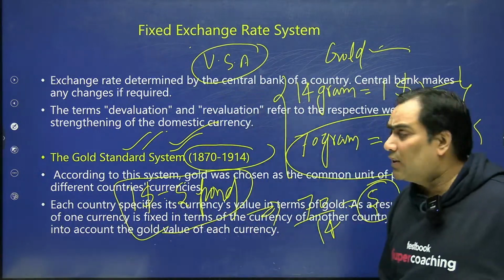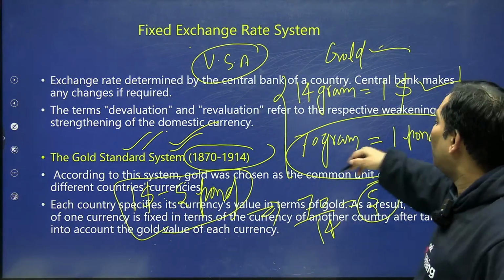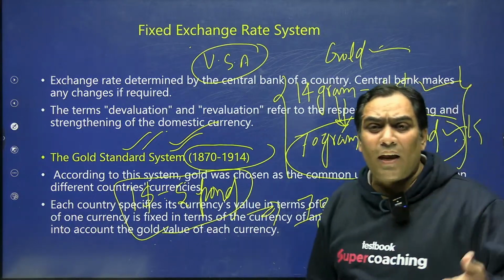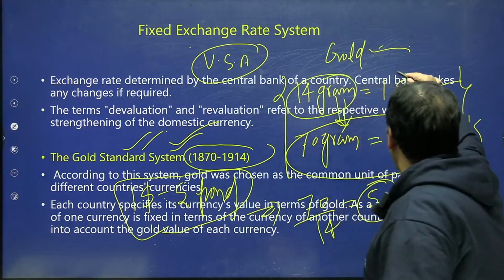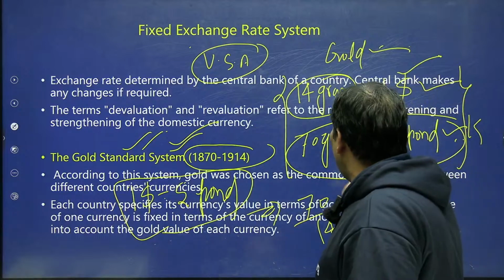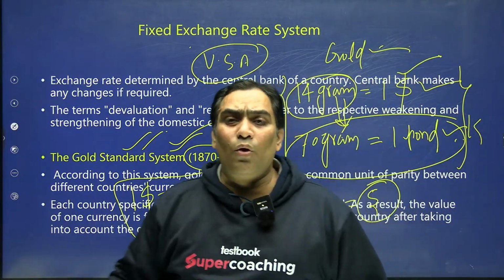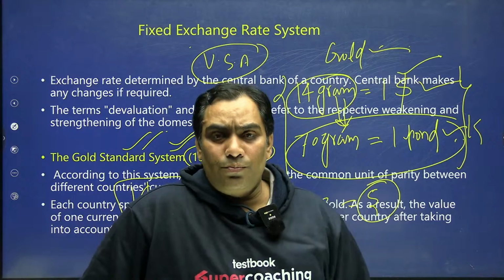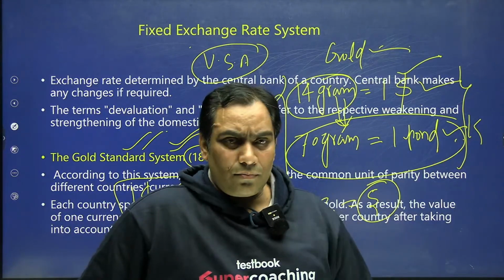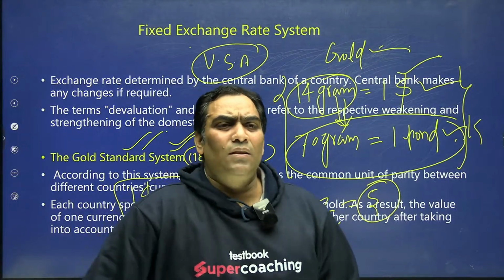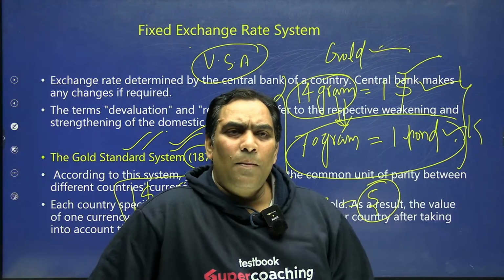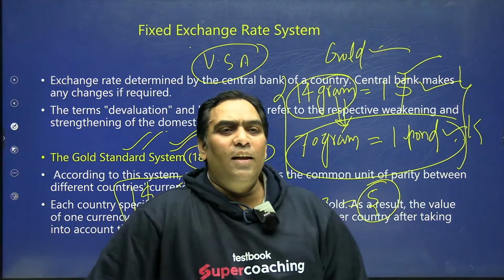And how are they fixing it? They are fixing it on the basis of gold. That means on the basis of their reserves, they are going to print their respective currency, and on the basis of that we calculate the value of one currency in terms of another currency. Is it making sense? I think it is clear.